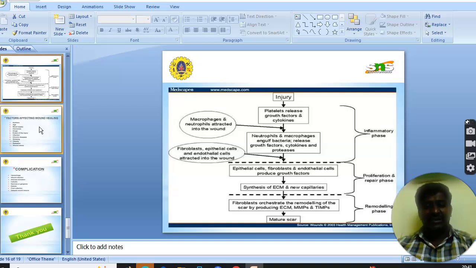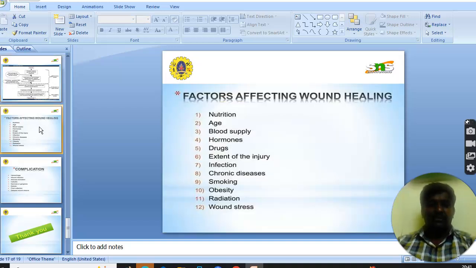Next, fibroblasts help in the remodeling of the damaged tissue. Finally, there will be the mature scar. Next, we will see the factors affecting wound healing. The various factors affecting wound healing are nutrition, age, blood supply, hormones, drugs, extent of injury, infection, chronic disease, smoking, obesity, radiation, and wound stress.